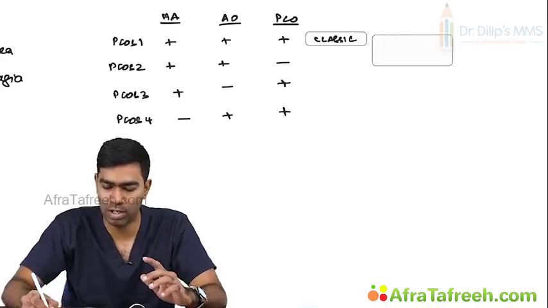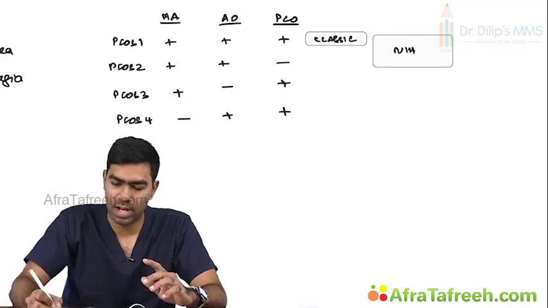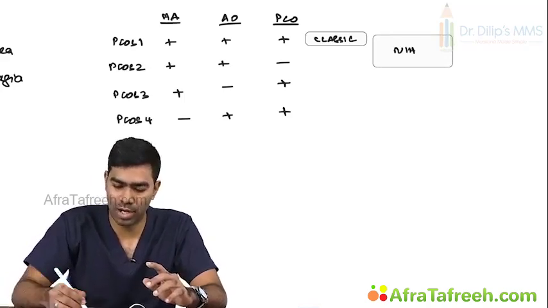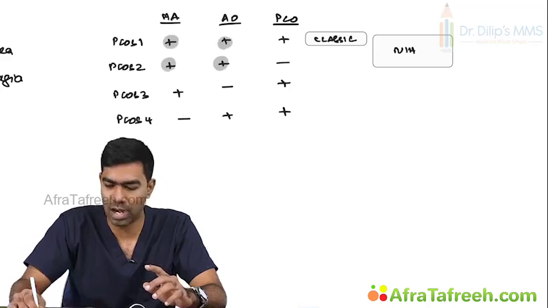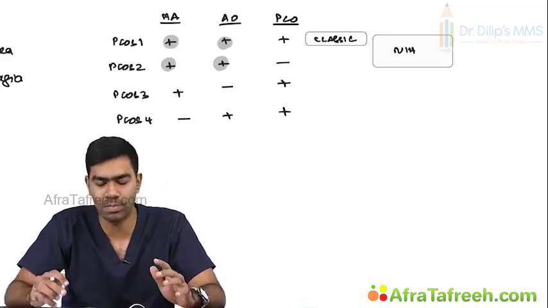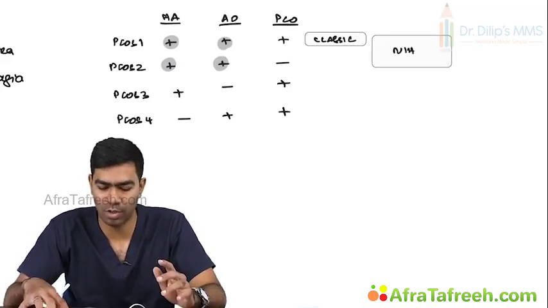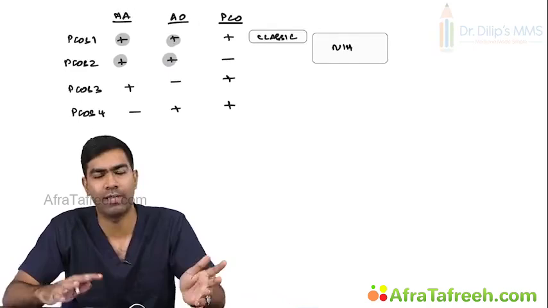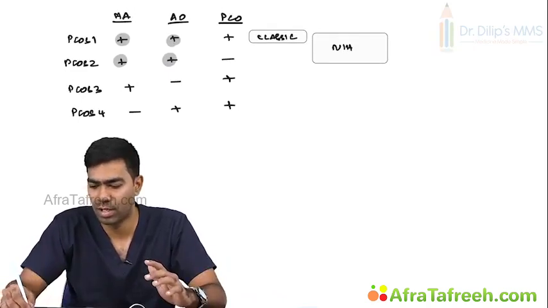And the second one is the NIH criteria, National Institute of Health criteria, where it told you should have this hyperandrogenism and anovulation to diagnose as PCOS, but polycystic ovaries are optional. Even if you don't have polycystic ovaries, it's okay. If you have hyperandrogenism and anovulation, you can diagnose PCOS.